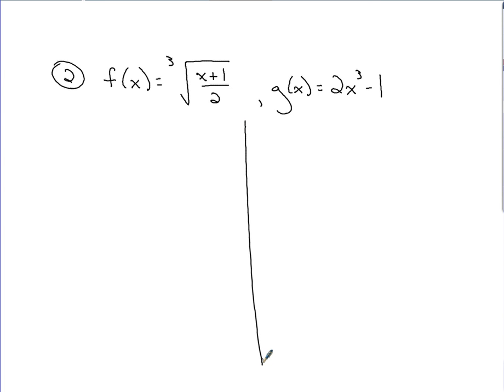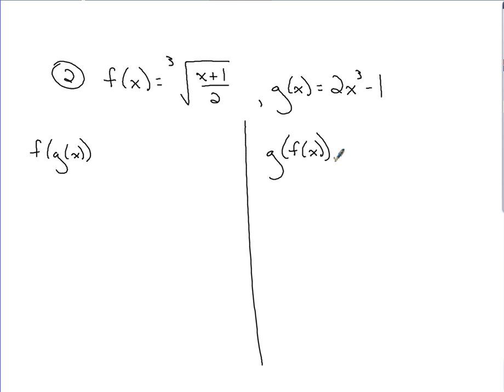All right, so 2 new functions defined. I'm going to show that they're inverses of each other. First, we're going to look at f of g of x, see if that gives us x. Then we're going to look at g of f of x and see if that gives us x.